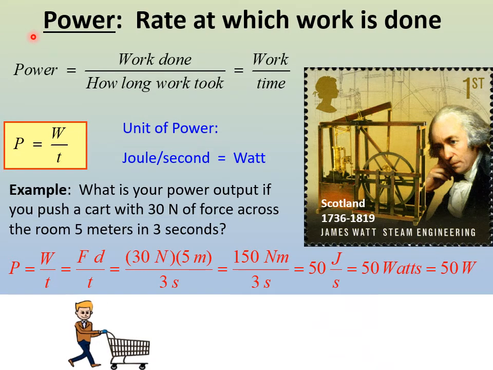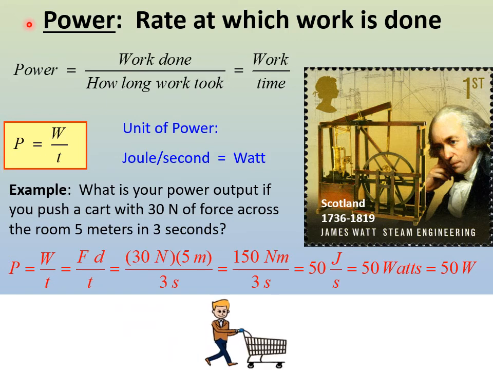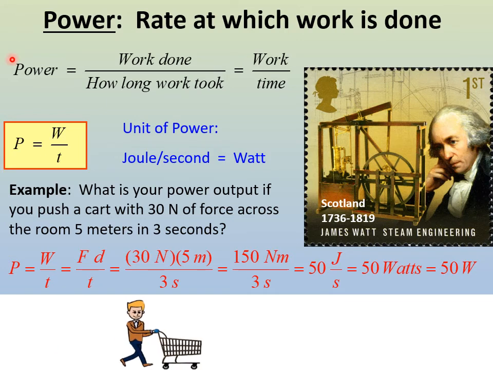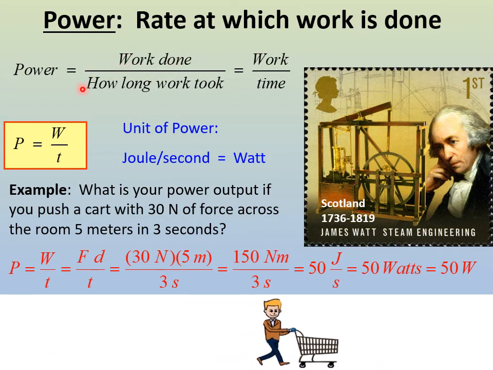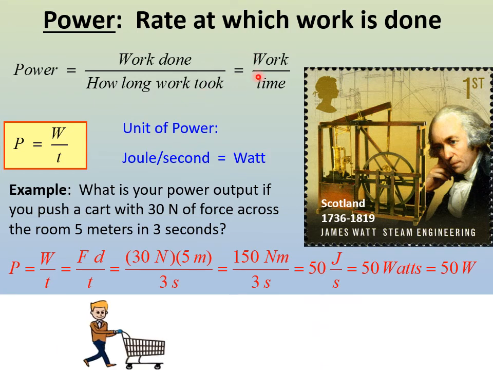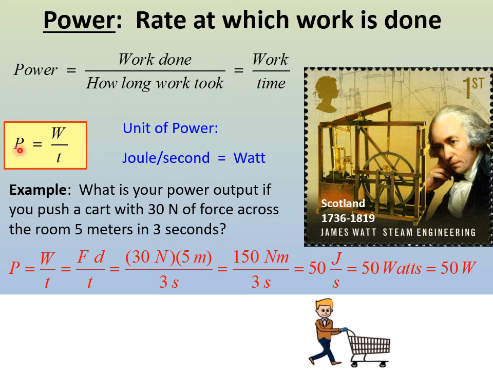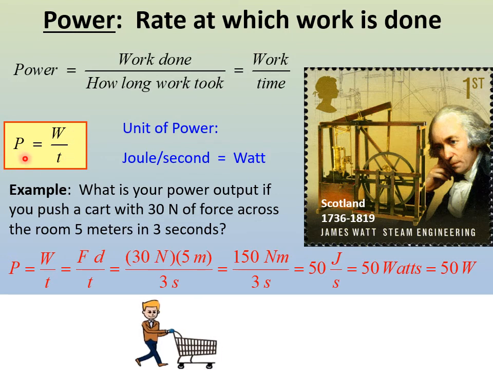Let's now talk about power. In physics, power is the rate at which work is done. So power is calculated by the total amount of work done divided by how long it took to do the work. So power is work divided by time, or P equals W over T. We're going to use P for power here.